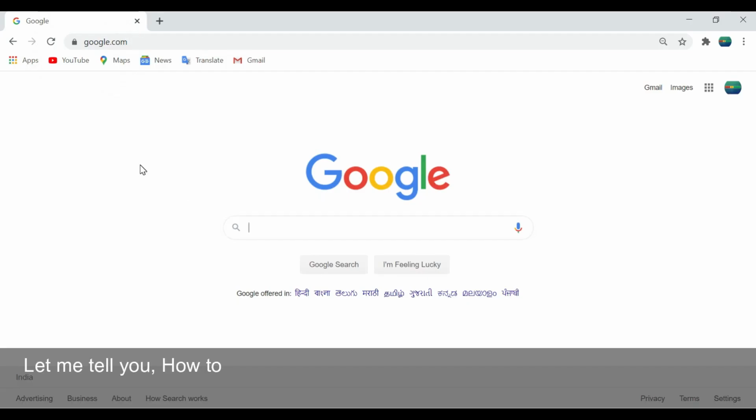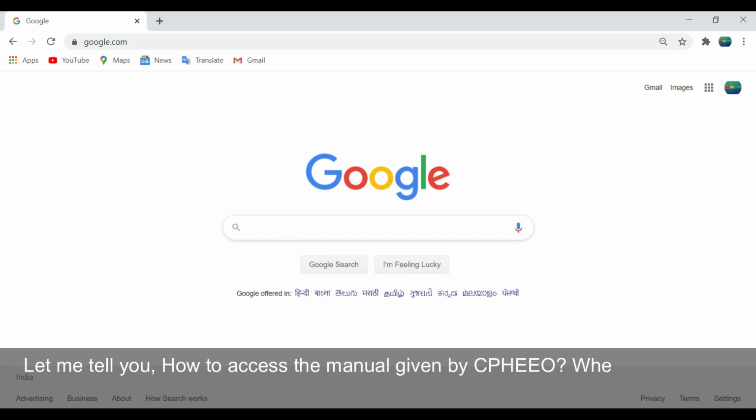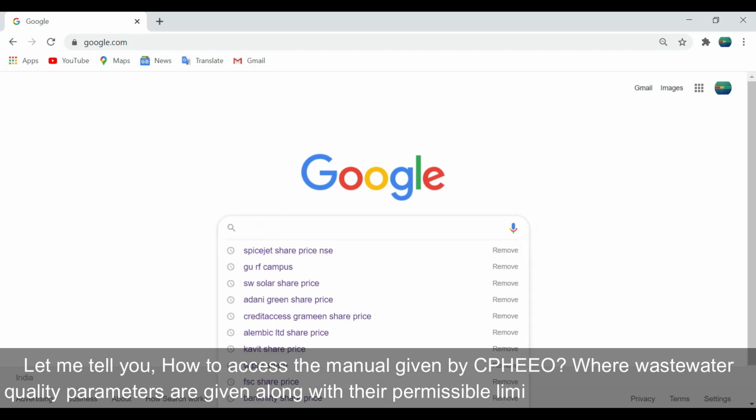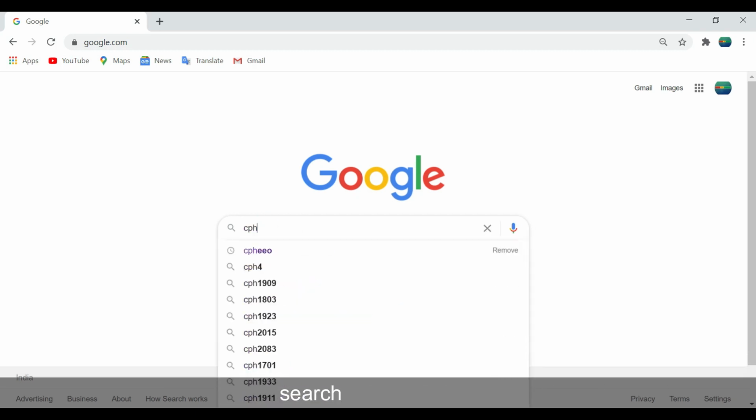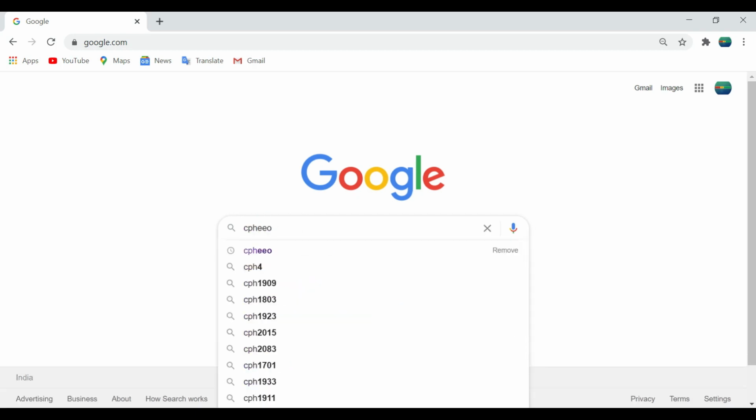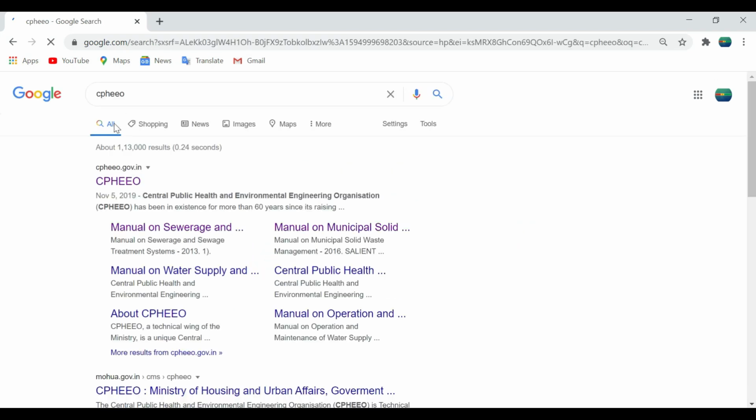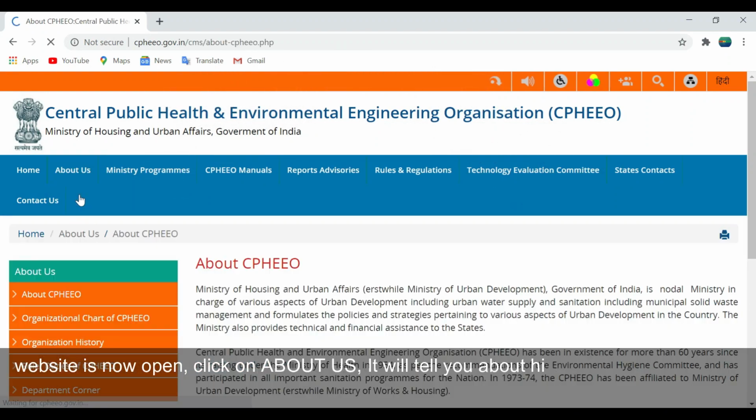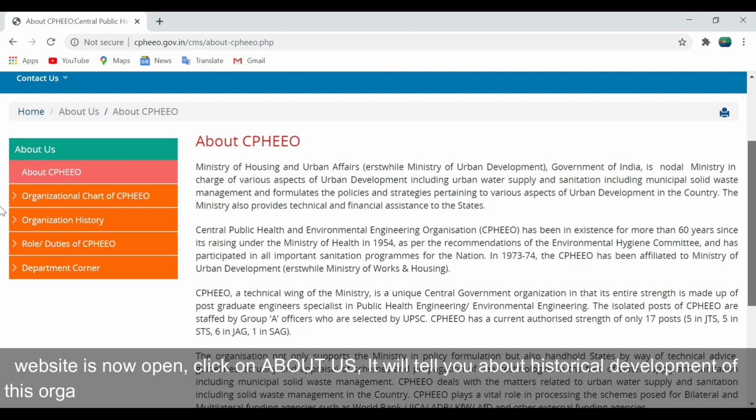Let me tell you how to access the manual given by CPHEEO, where wastewater quality parameters are given along with their permissible limit. Open Google, search for CPHEEO. The website is now open. Click on About Us. It will tell you the historical development of this organization.